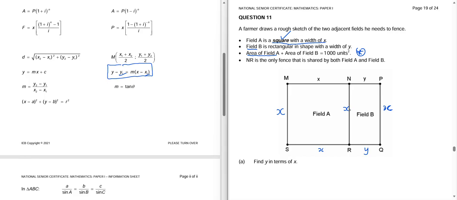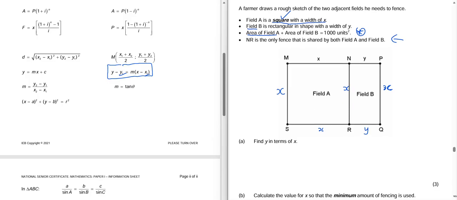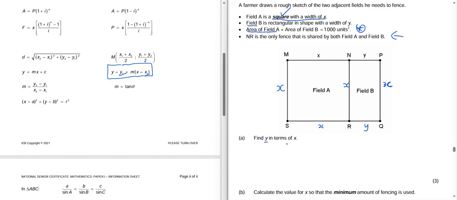Why that information is important, you will find out. We don't know yet for now, we need to find out why they gave us that statement. Find y in terms of x. Now, which statement are we given? We have the third line.